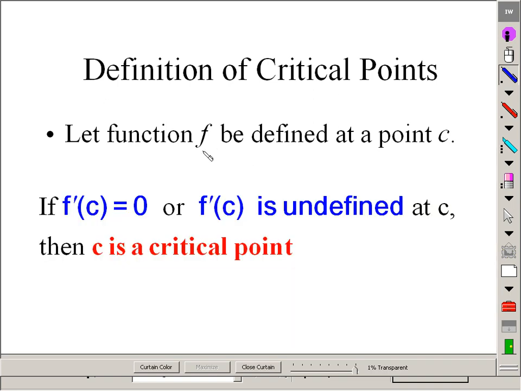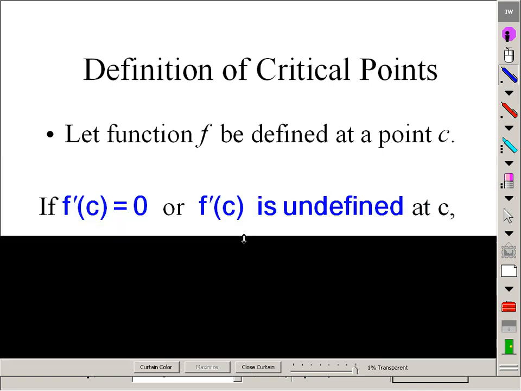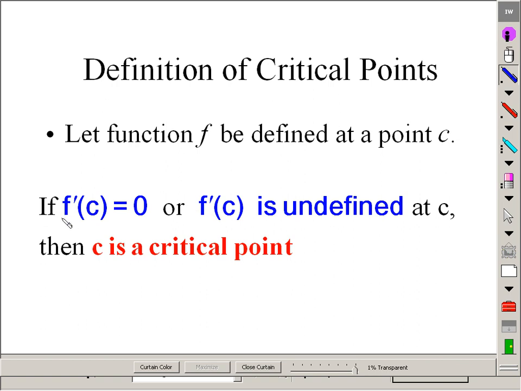First of all, let's say we have a function f, and it's defined at a point c. So think of a polynomial function, and we have some point c. I'm looking at an x-coordinate, x equals c. If the derivative at c equals 0, or the derivative is undefined at that point c, if f prime of c equals 0, or if f prime of c is undefined, then c is a critical point.